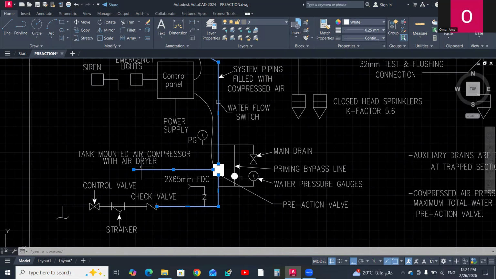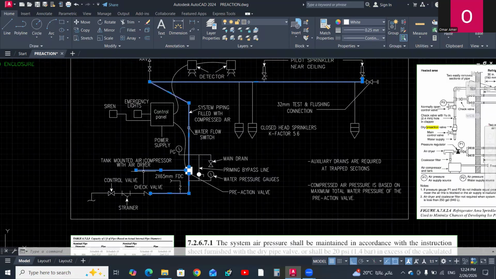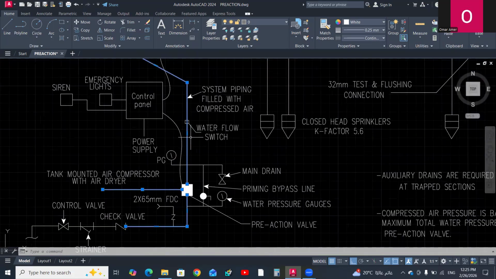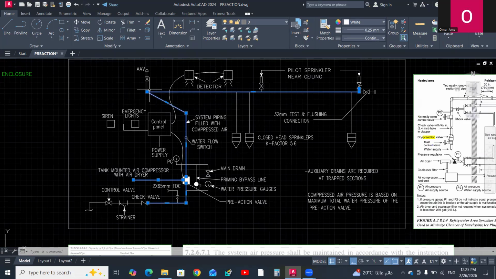For nitrogen, it can be supplied through cylinders, and the benefit in using nitrogen is it will not corrode the pipes. If compressed air is used, it contains moisture, and in temperatures below the freezing temperatures of spaces it will condense inside pipes and may freeze and block the flow of water in case of fire through the pipes.